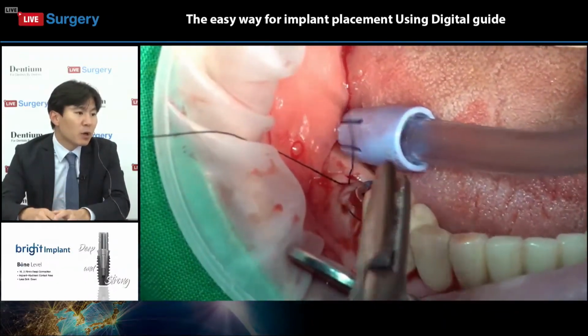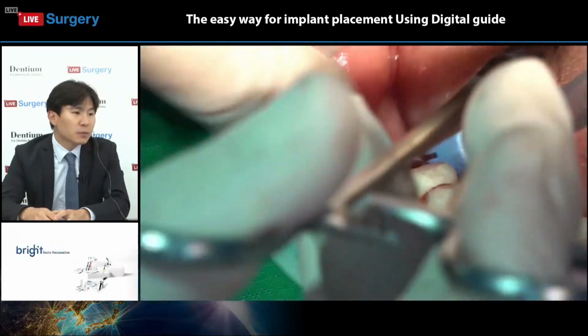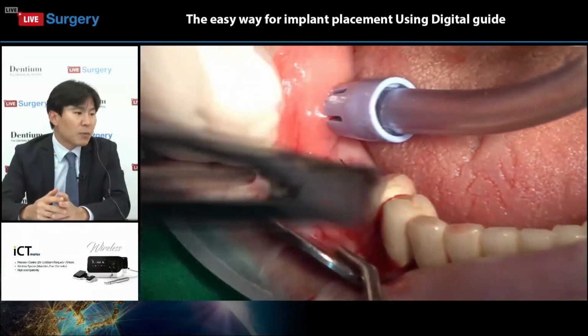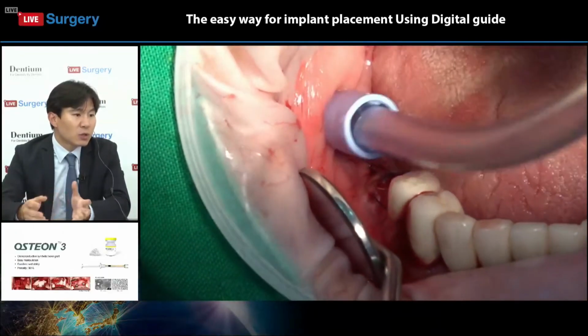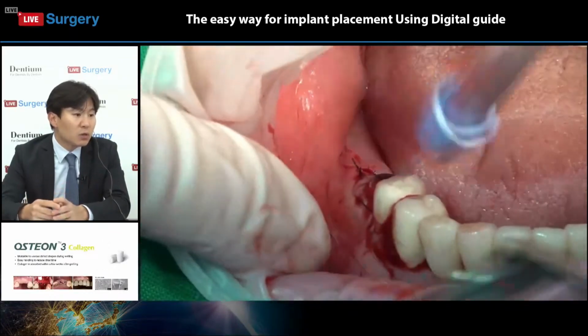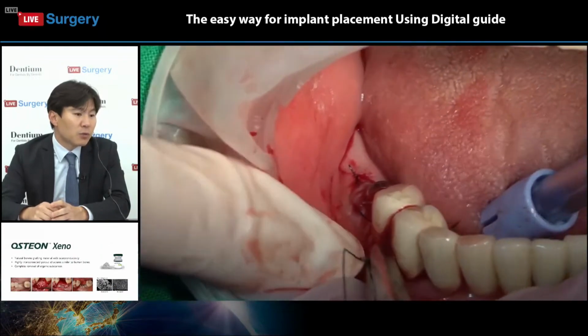You remember the age of the patient, and this augmentation is not for the major bone augmentation; it's just for the contour. So I think this kind of non-submerged healing GBR is okay for this patient.